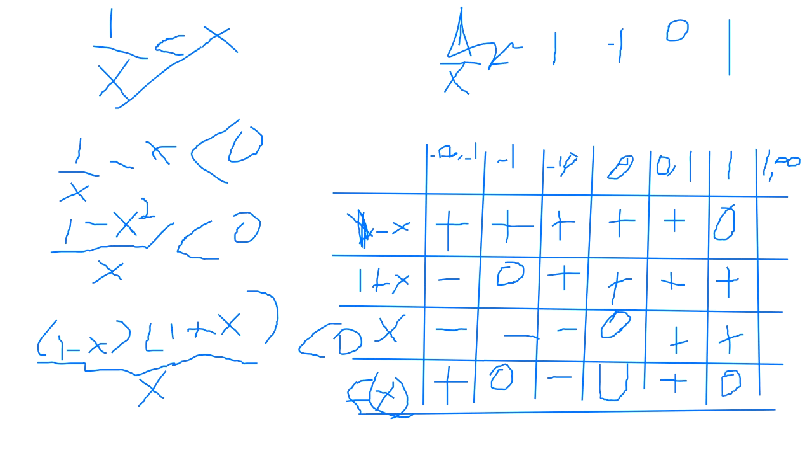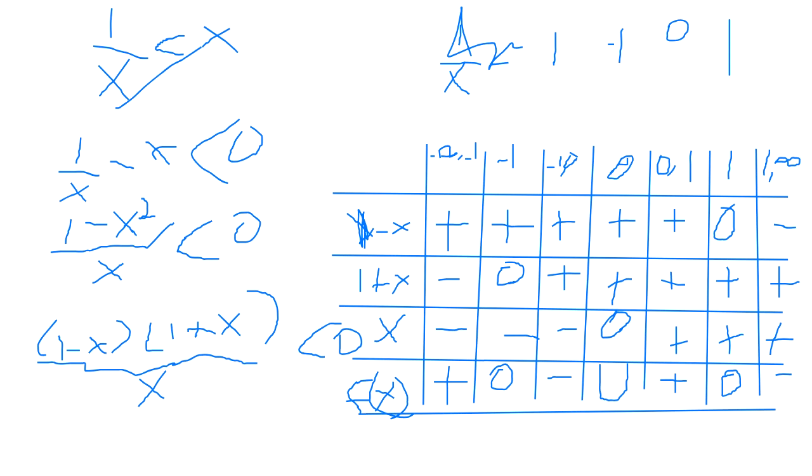Now 1 to infinity. You can pick any number from 1 to infinity. Let's pick 2. Now when I put 2 here, what will I get? Negative. Good. Now when I put 2 here, I'll get what? Positive. When I put 2 here, I'll get what? Positive. Negative times positive is negative, divided by positive, I'll get what? Negative.